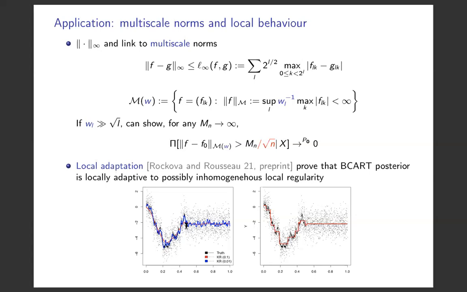What you can see is that in blue, for instance, you have a kernel method with a very small bandwidth, and you see it's very wiggly. You could also take a much larger bandwidth, but then you are too smooth in a sense. Whereas the BCART prior catches the inhomogeneity well, by being wiggly on the left hand side and being constant on the right hand side.